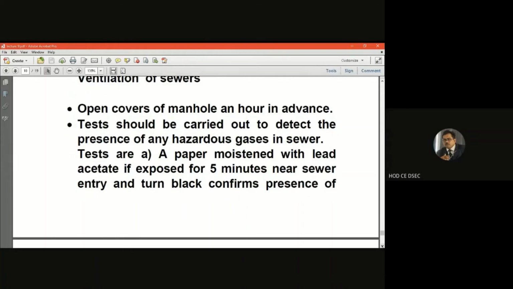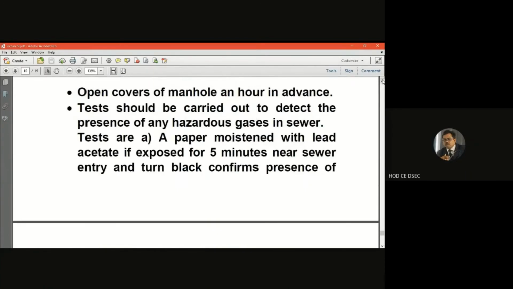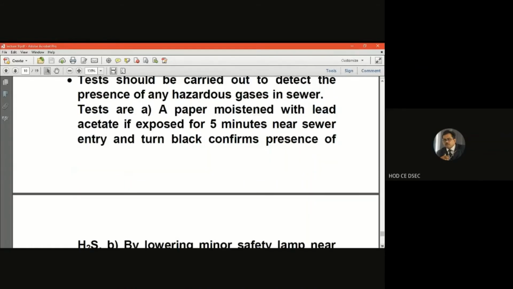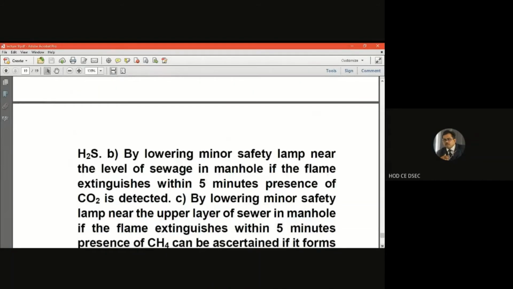One test is for indicating hydrogen sulfide, that is the poisonous gas. What is the test? A paper moistened with lead acetate, if exposed for 5 minutes near the sewer entry and turned black, means there is a presence of H2S. So we can confirm whether H2S is present or not by exposing paper moistened with lead acetate for 5 minutes near the sewer entry.